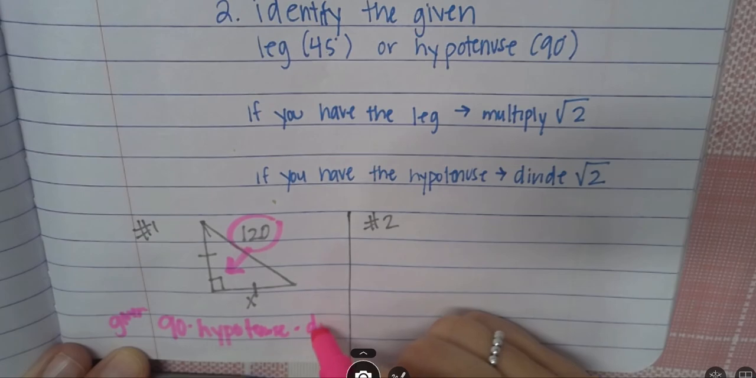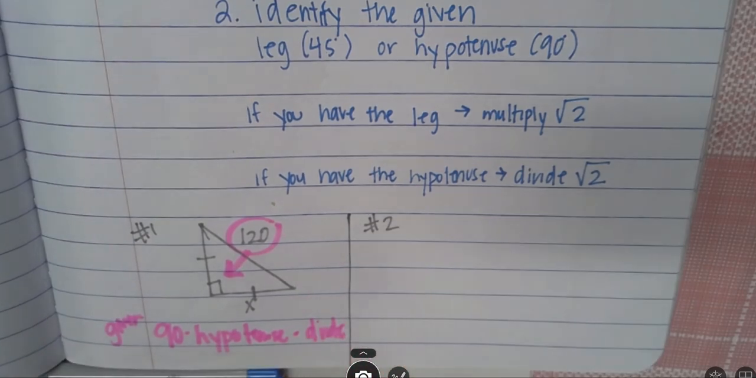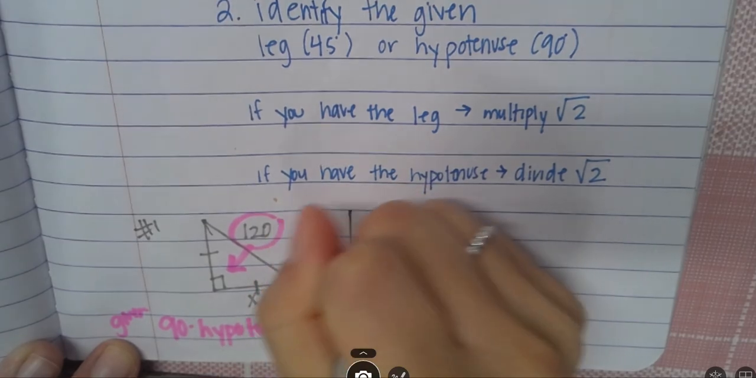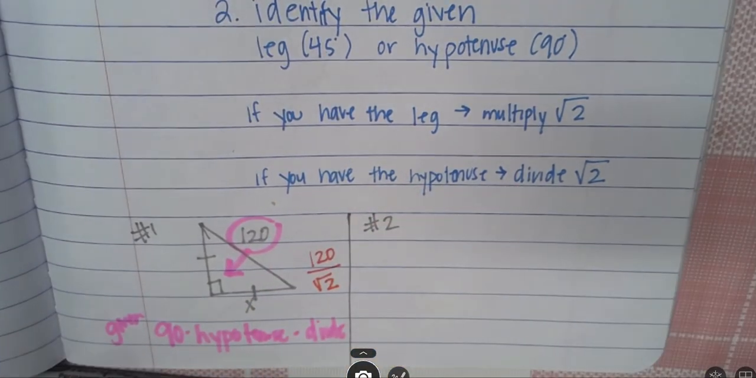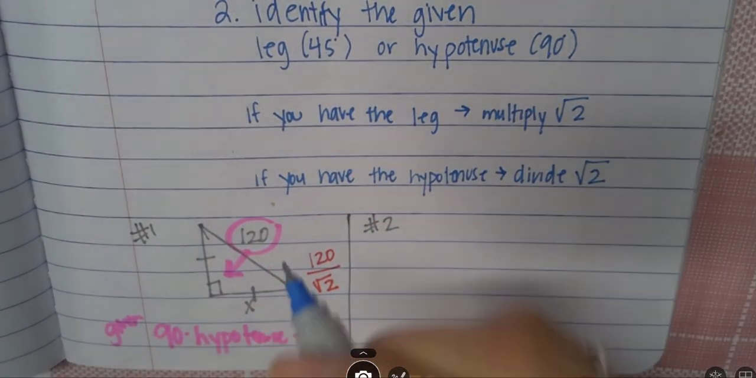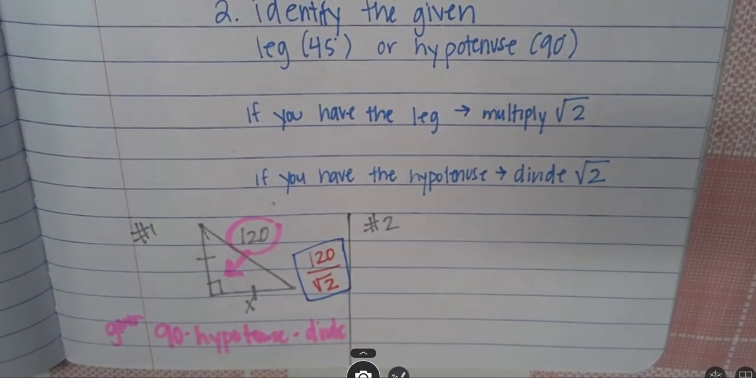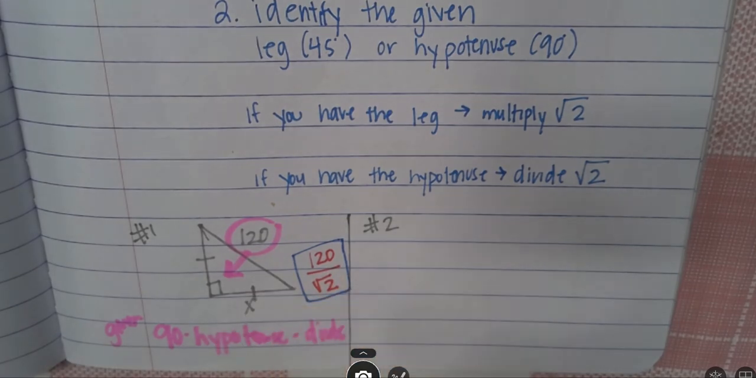Because it's the hypotenuse, I divide by the square root of 2. So my answer would be 120 divided by the square root of 2. And that is all. That's it. Does that make sense, everybody? Can you simplify it more? Yes, you can. So let's review.